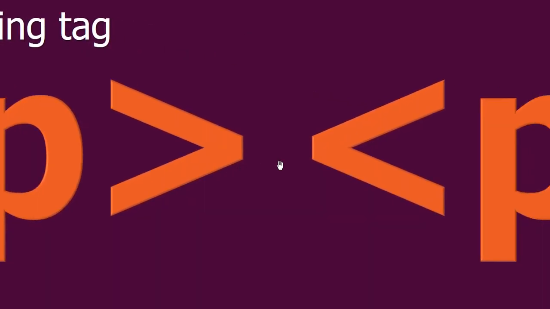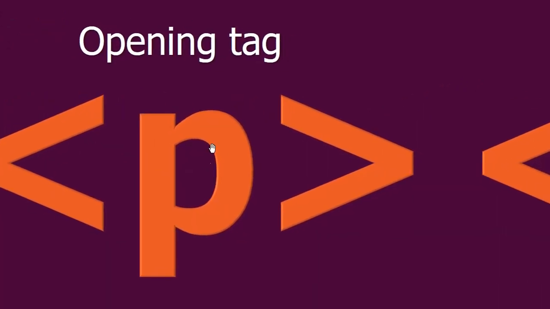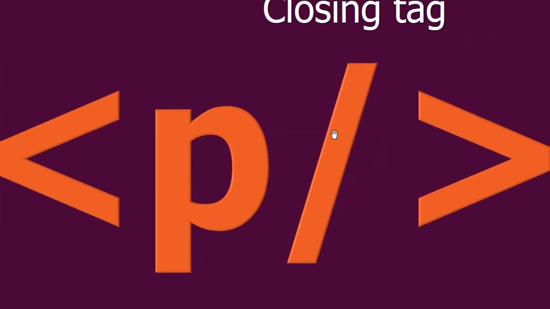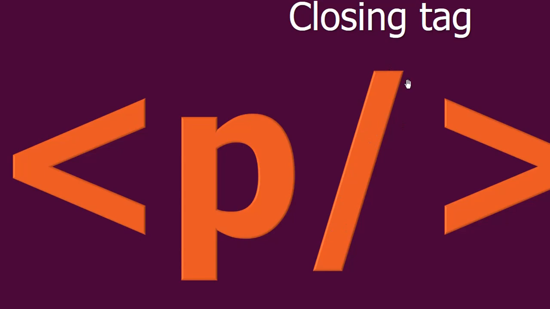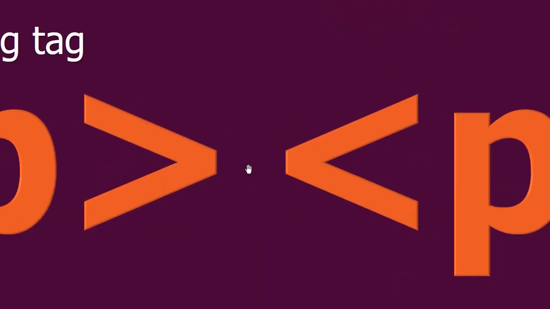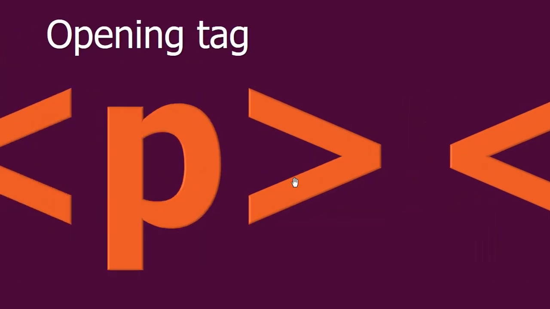So if you want to output a paragraph on the browser, you have to open a paragraph tag, and you close it. If you are to close it, you bring a forward slash. This forward slash after this P means that the paragraph is closed. Whatever is inside here, the content, is what will be output on the browser.